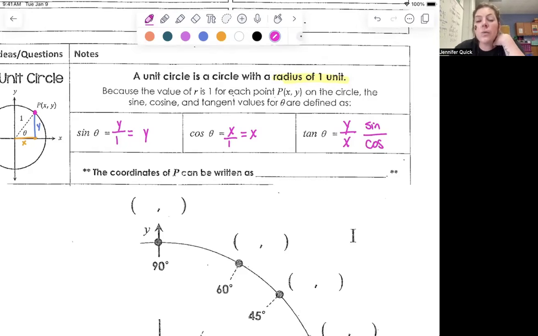So the coordinate of P could also be written as the cosine of theta, comma, because that's the X value, comma, the sine of theta. If I ask you to find the cosine of a certain angle, you would look for the X coordinate. If I ask you to find the sine of a certain angle, you would look at the Y coordinate. And if I ask the tangent, you would do the Y value over the X value.